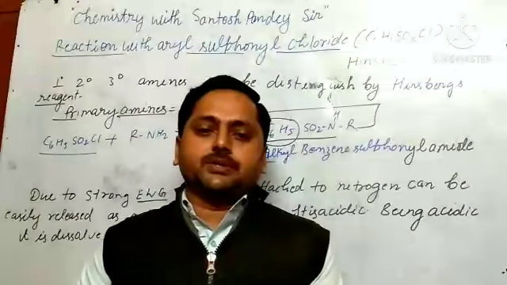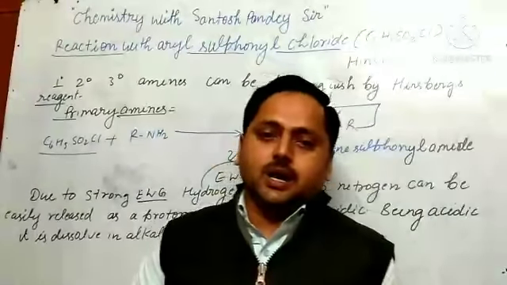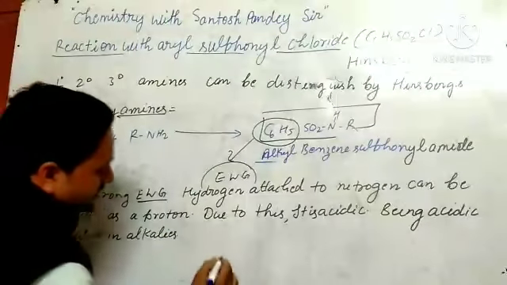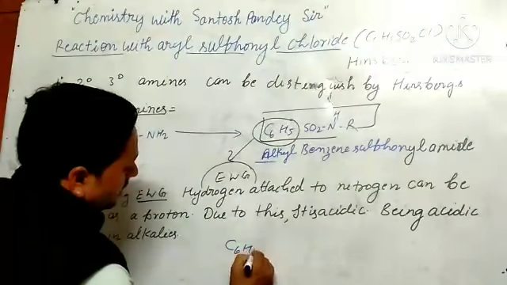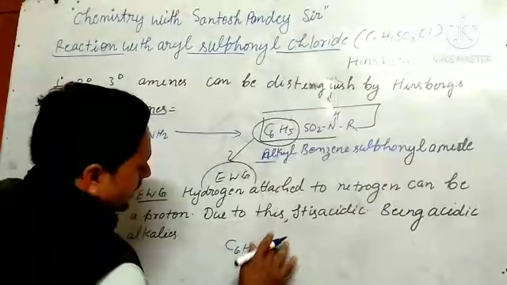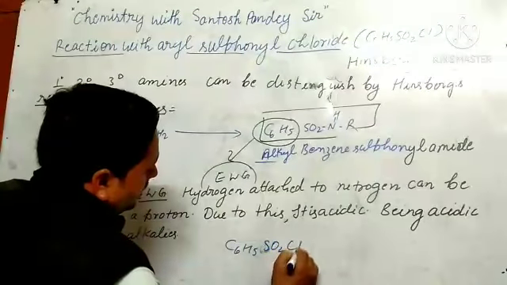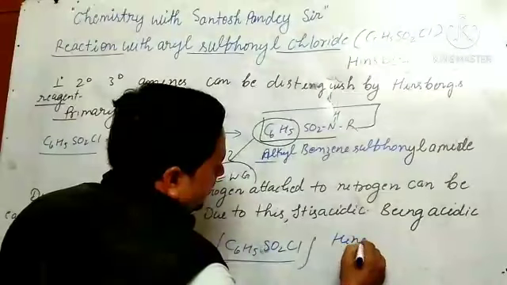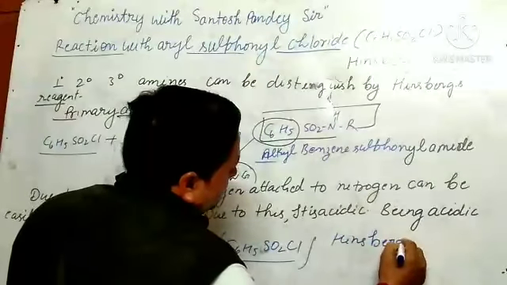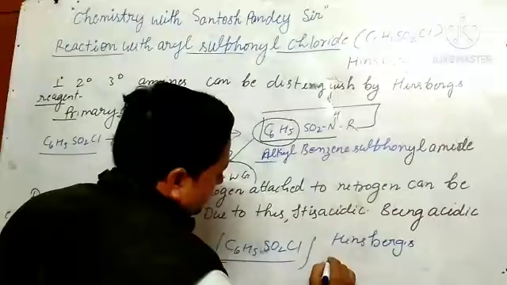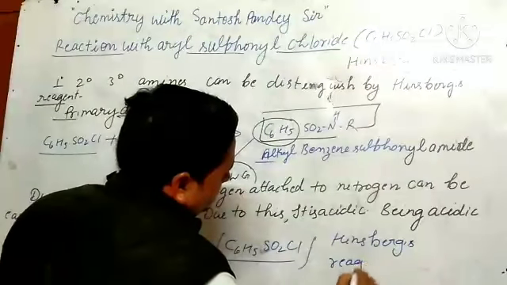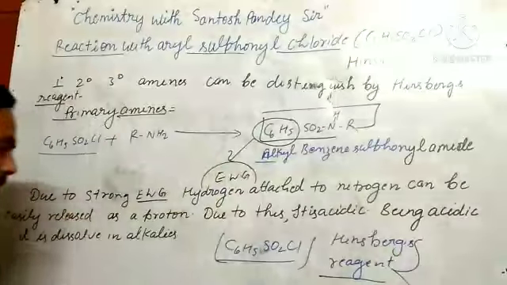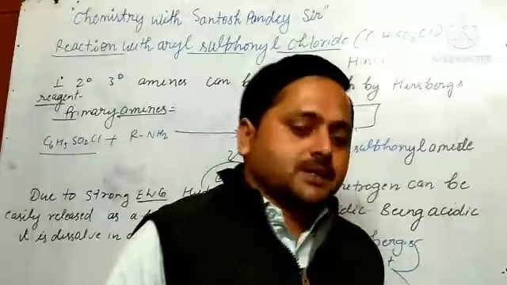So which type of reagent is it? Here I am writing its name, benzene sulfonyl chloride. It is known as Hinsberg reagent. Hinsberg reagent is used to distinguish primary, secondary and tertiary amines.